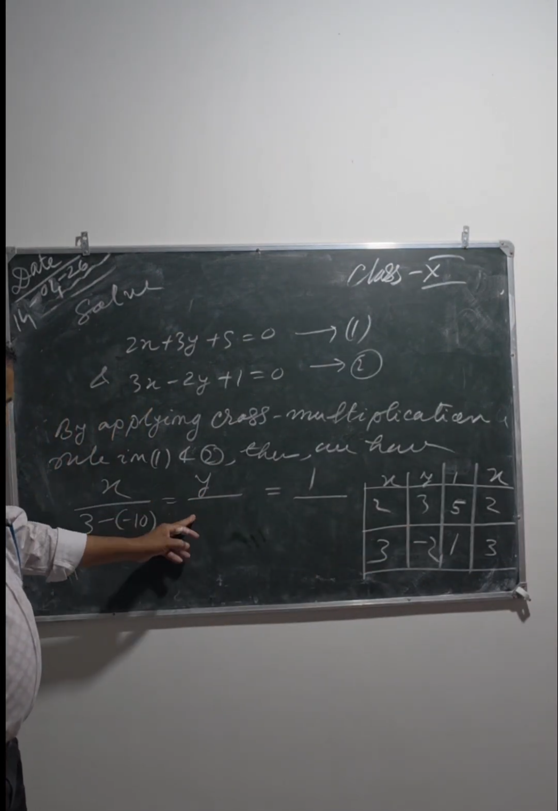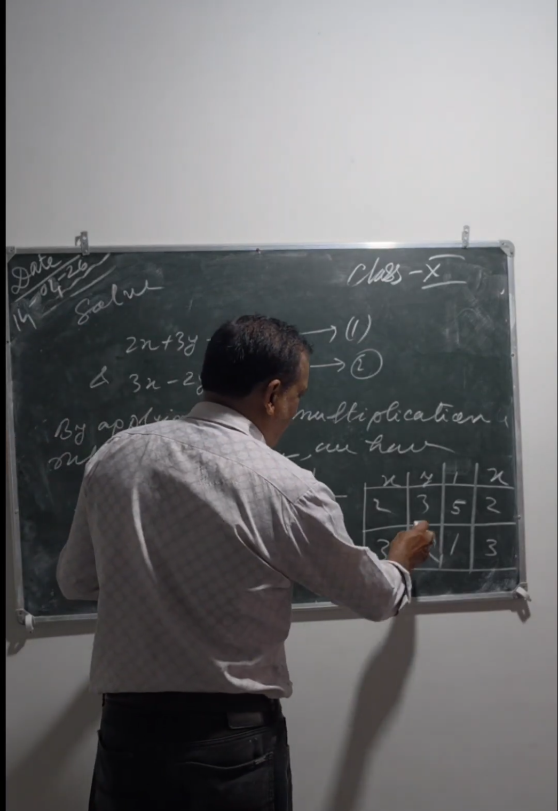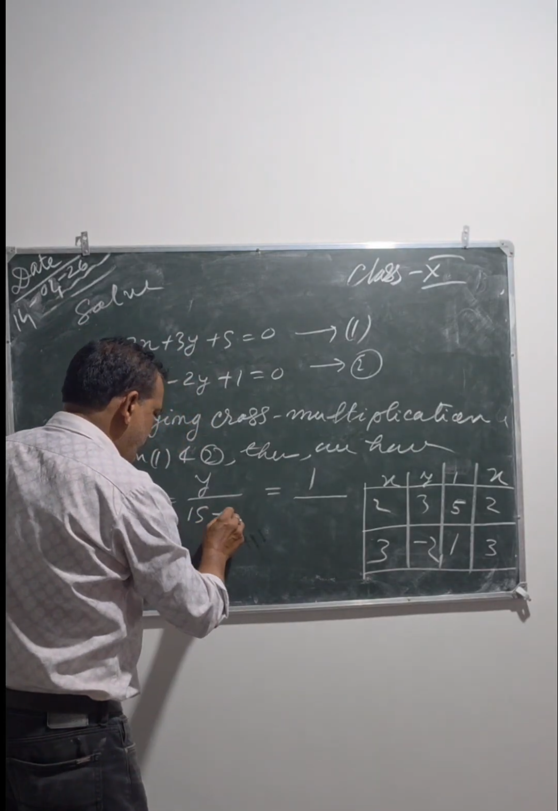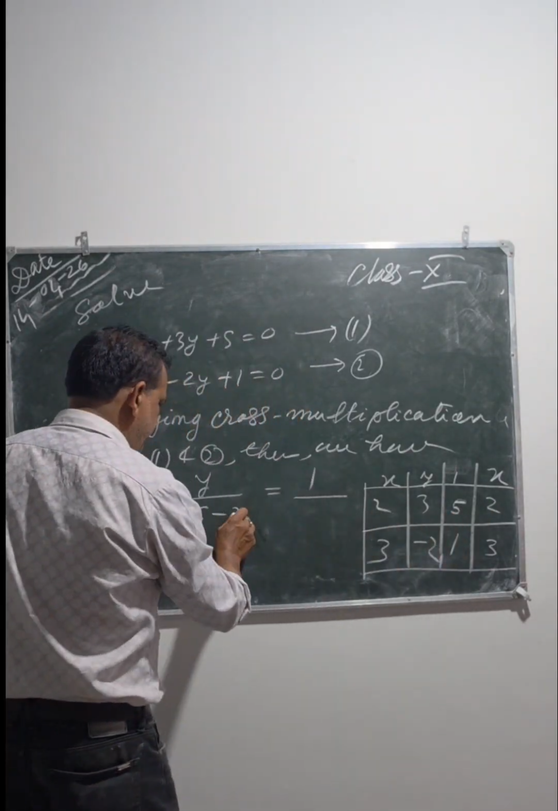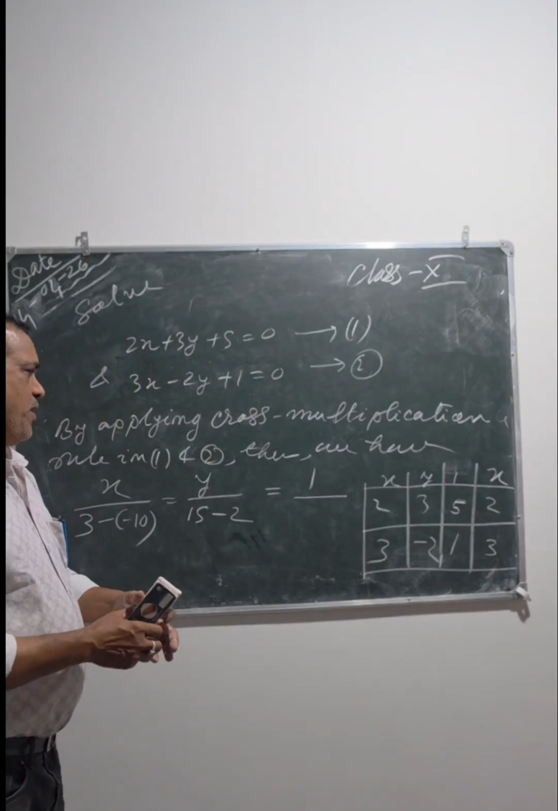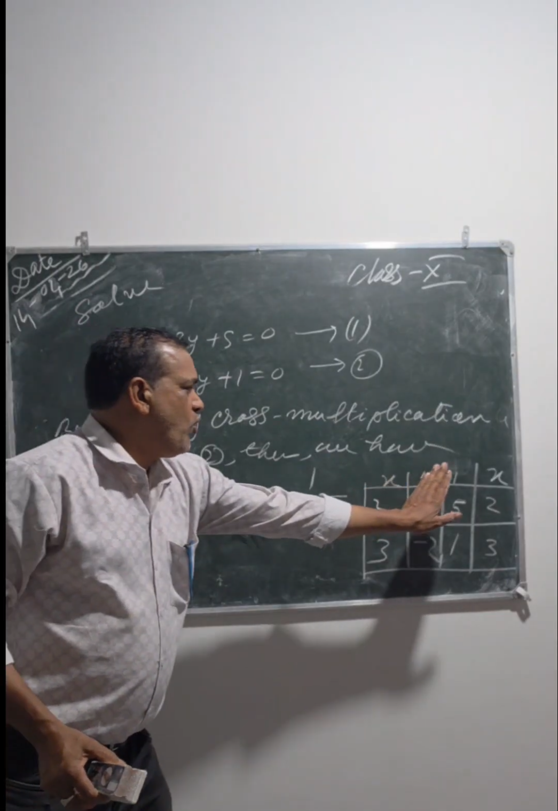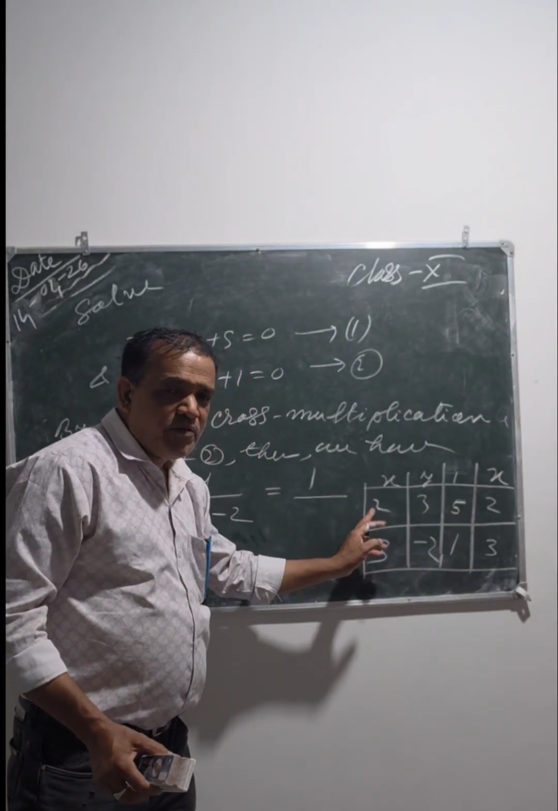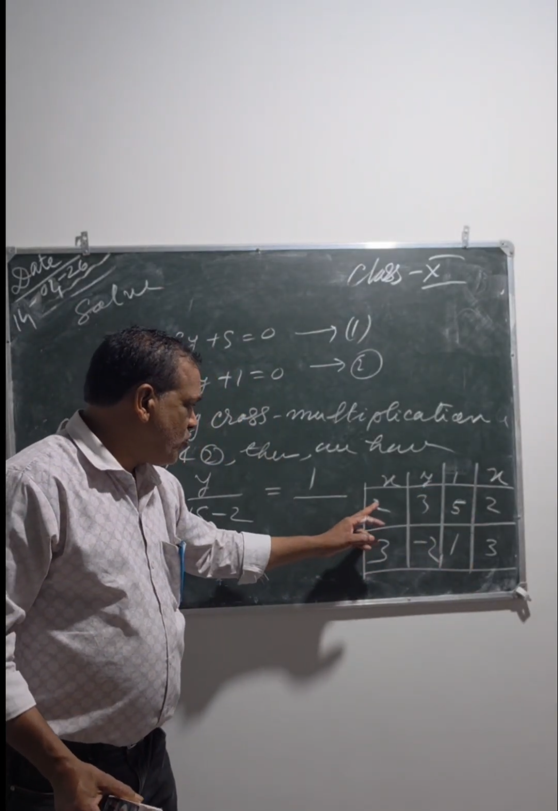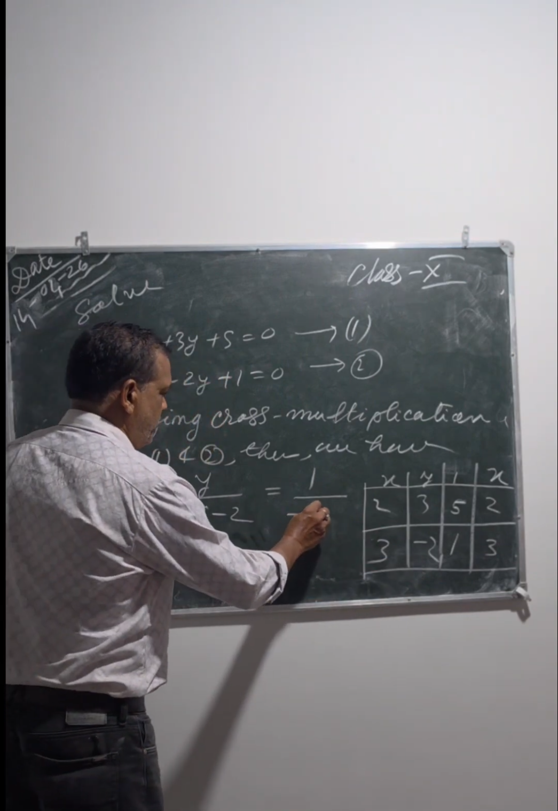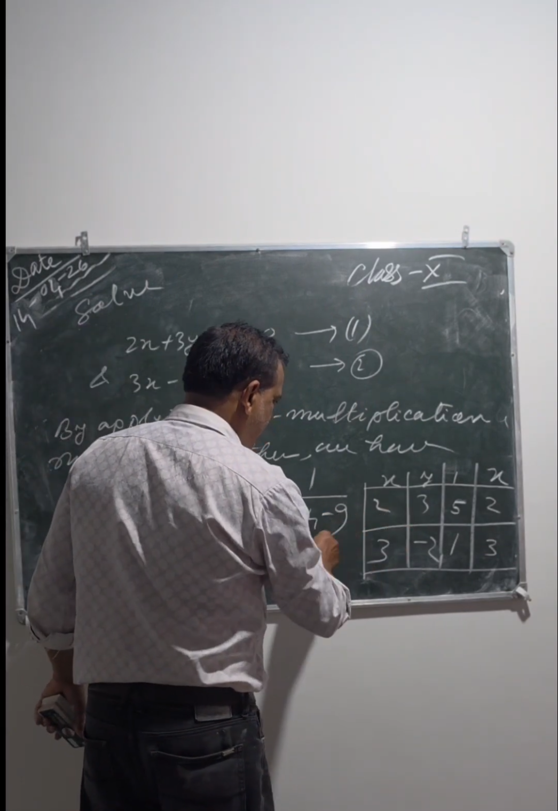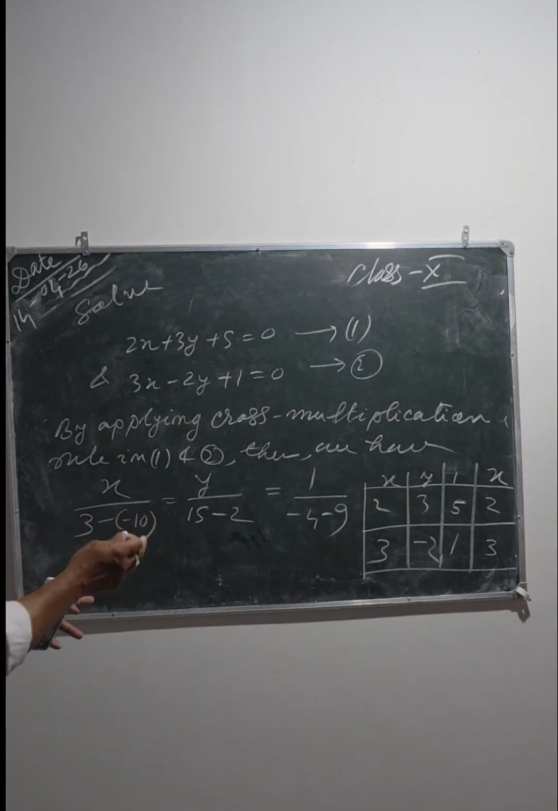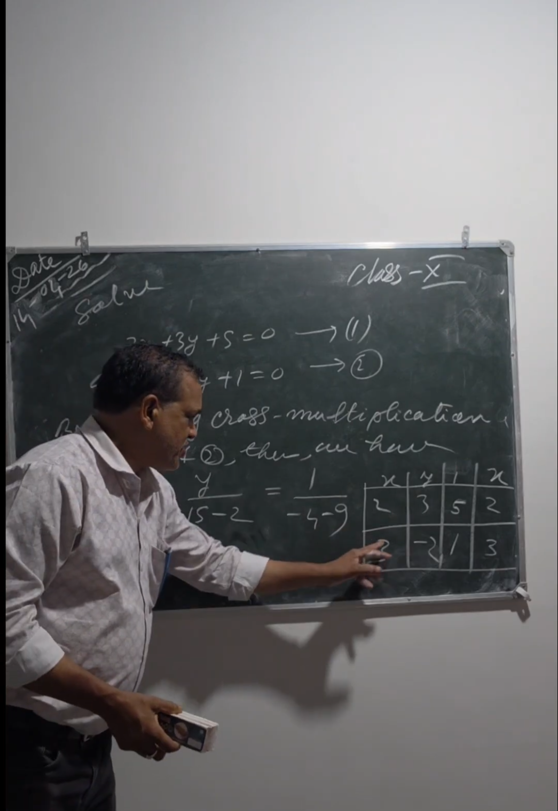Then below y, what can we write? In between the constant term and the coefficient of x, 5 threes are 15, minus 2 twos is 2. Similarly, below 1, we have to omit the constant term, then cross in between the coefficient of x and the coefficient of y. So 2 into -2 is -4, minus 3 times 3 is 9, and in between this product there will be a minus that comes from the formula.